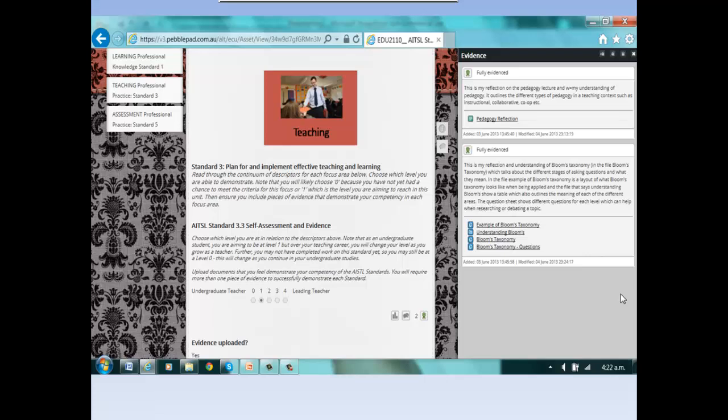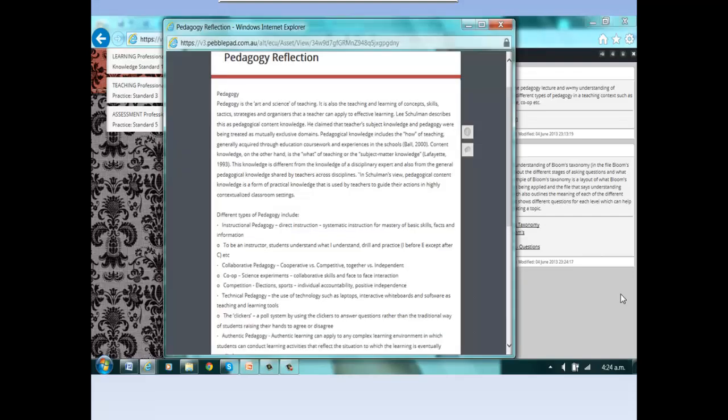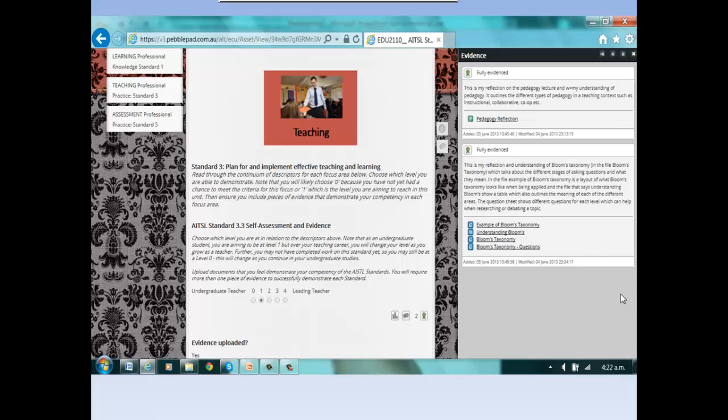Pedagogy. So on standard 3.3 from the lecture I have my reflection and understanding of pedagogy. It outlines the different types of pedagogy in a teaching context such as instructional, collaborative, cooperative and so on. Which is here, that's my reflection. Underneath pedagogy I have Bloom's taxonomy, which is another teaching strategy, just here.